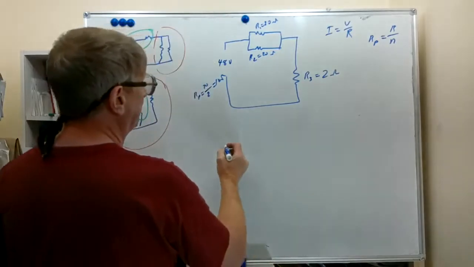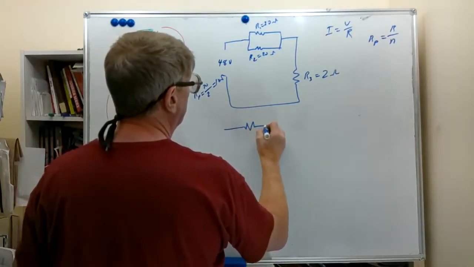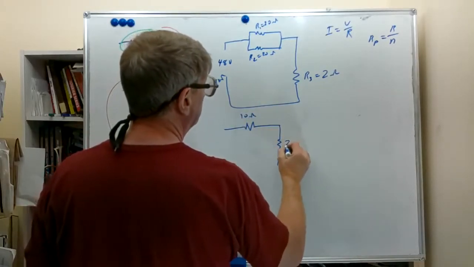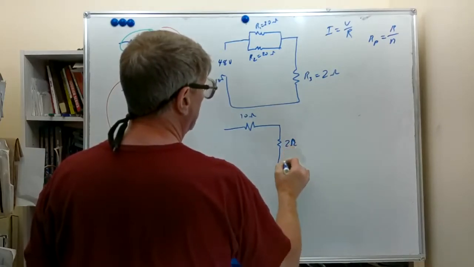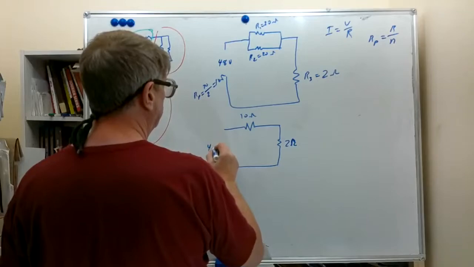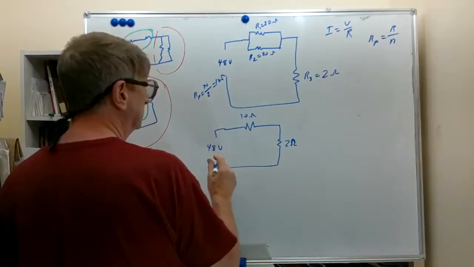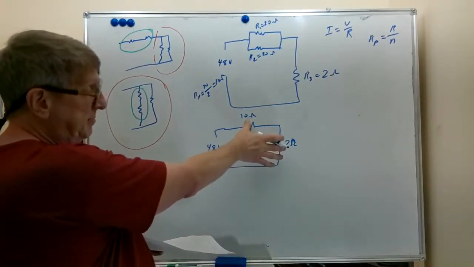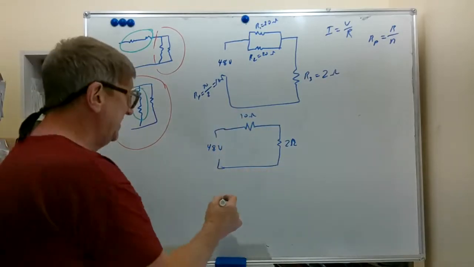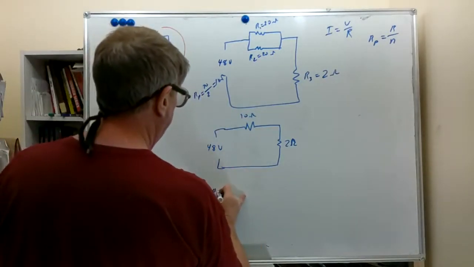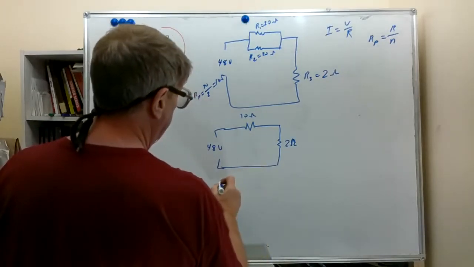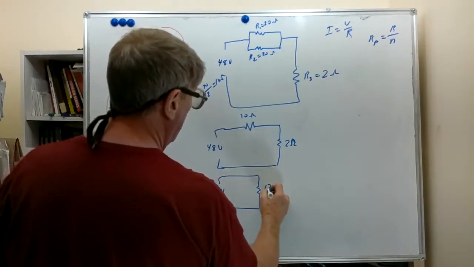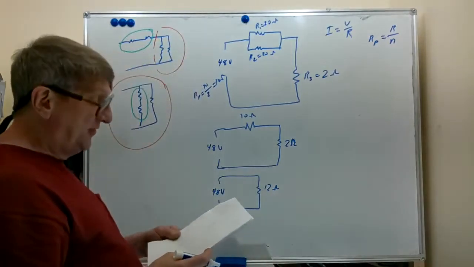So we're going to redraw this same circuit, but now we're going to have a 10 ohm resistor, and another, still the 2 ohm. We still have the 48 volts. We can simplify this one more step. We can combine these two. These are resistances in series, so we just add. So 48 volts, and those two combined become simply a 12 ohm resistor.